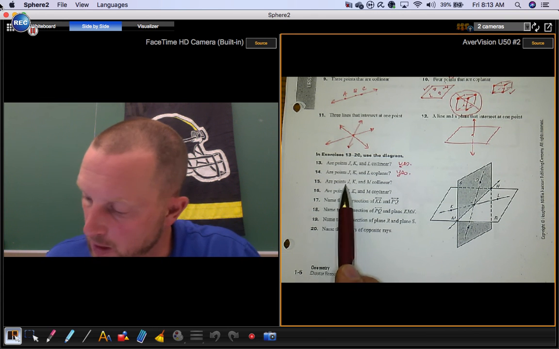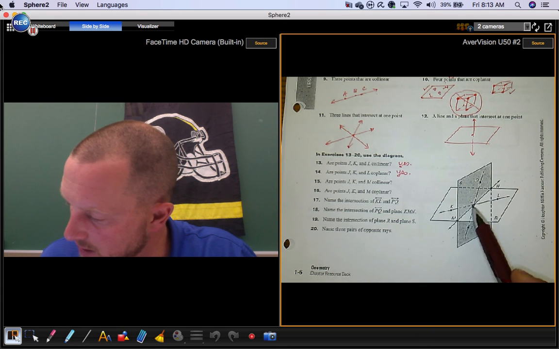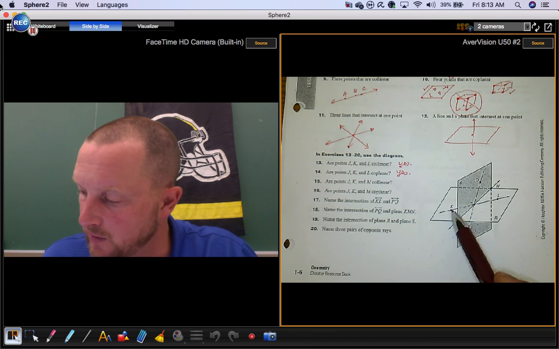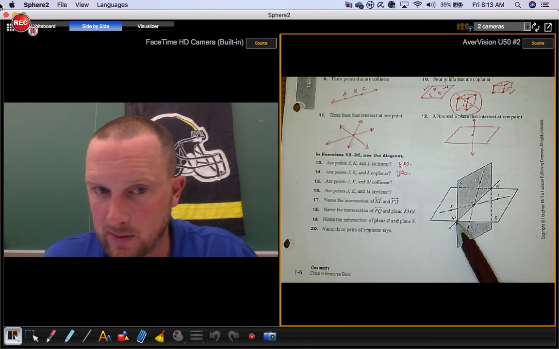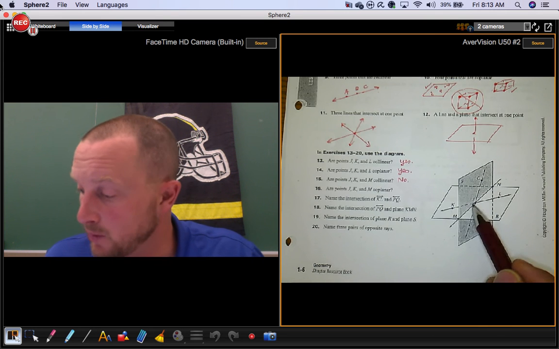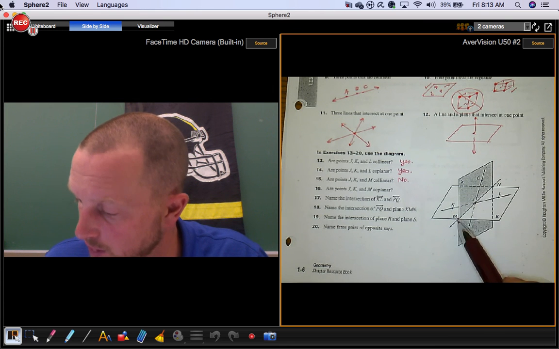Number 15, points J, K, and M. Are they collinear? Can you connect these 3 with a line? No, you can't. But remember the postulate. Could you connect them with a plane? You could.